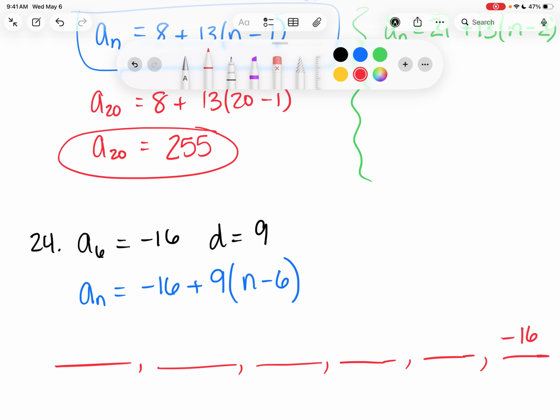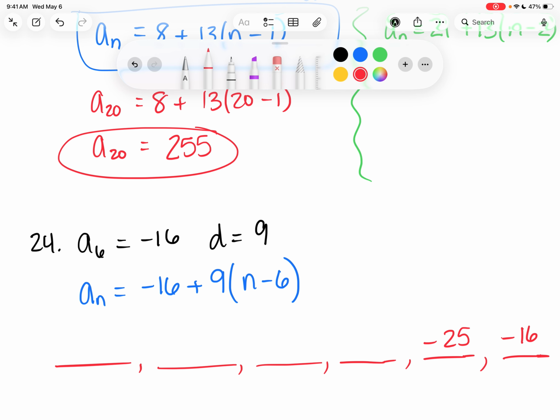So I can either plug in 5, and then that's going to give me a negative 1 times 9, and then add the negative 16. So I'm going to end up with negative 9 minus 16, which is what? Yep, negative 25, so that would be the 5th term. And then what you're going to notice is I just need to keep subtracting 9. It's working opposite, right? Because the common difference of 9 means if I was going to keep going, I'd be adding 9. If I need to work my way backwards, I'm going to subtract 9.